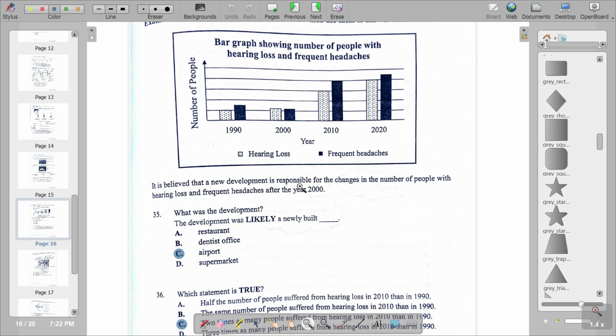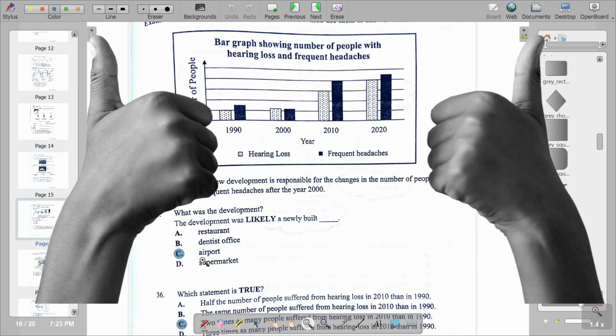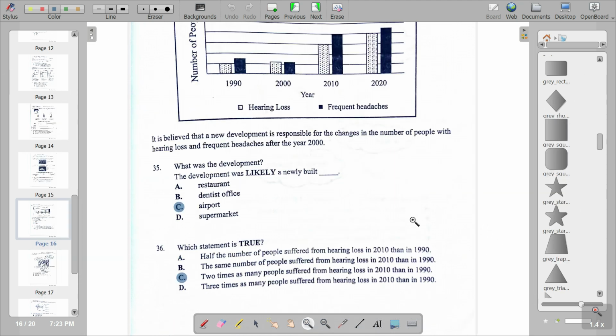It is believed that a new development is responsible for the changes in the number of people with hearing loss and frequent headaches after the year 2000. What was the development? The development was likely a newly built restaurant. Yeah, it can be noisy, but I don't think so. Not so noisy that you can have hearing loss. Dentist office? Yeah, people might be screaming. No, just kidding, but I don't think that would be the case. Airport, definitely. Have you ever listened to a plane taking off, guys? That's very loud. So I chose airport.